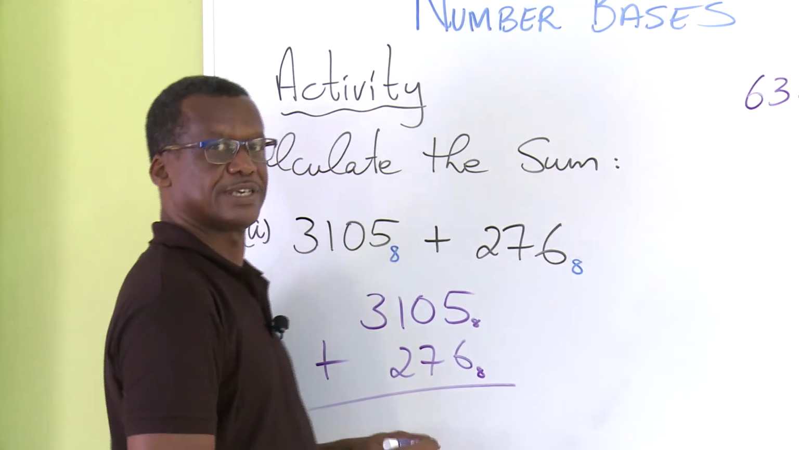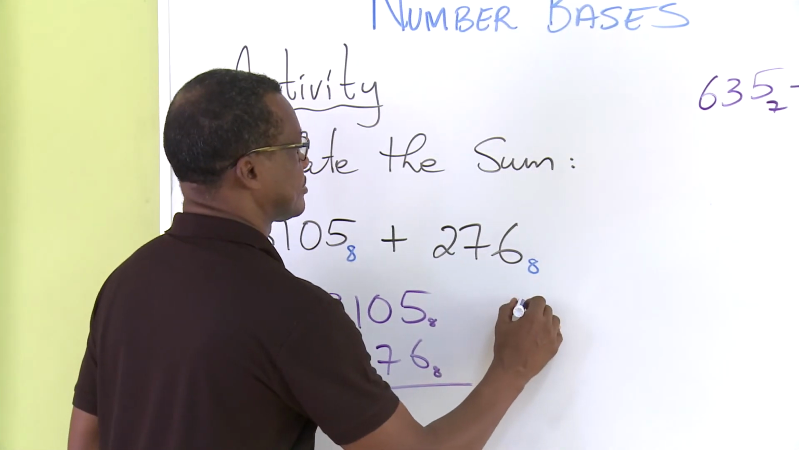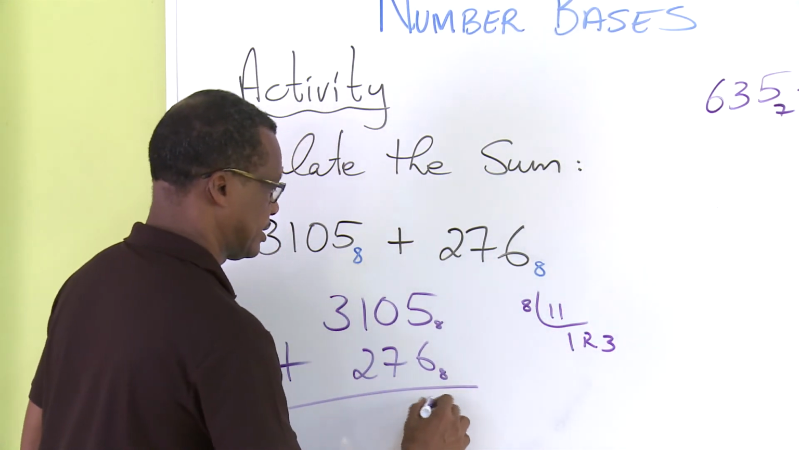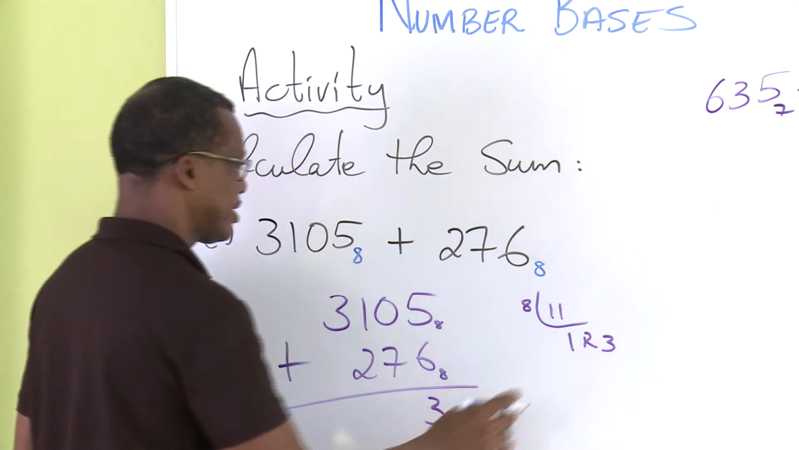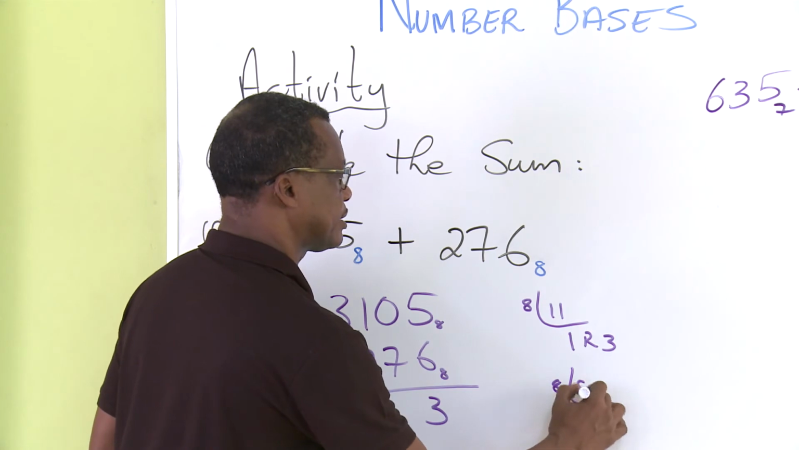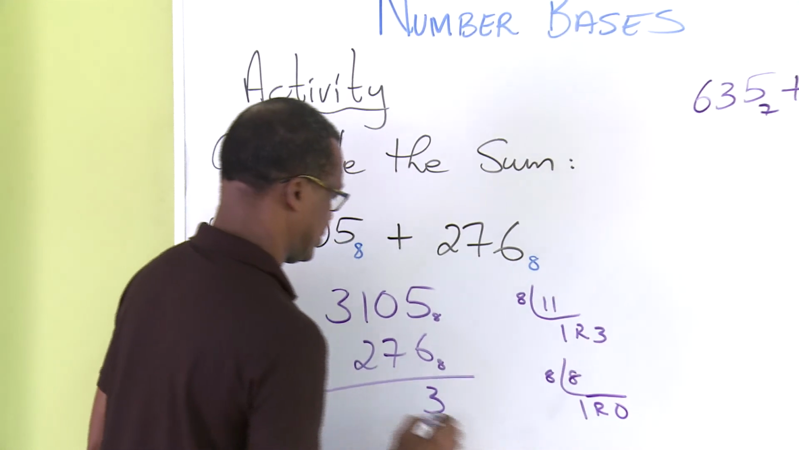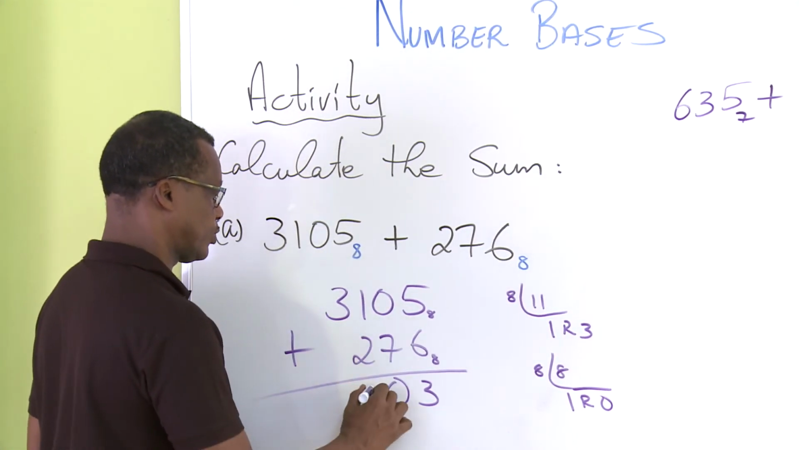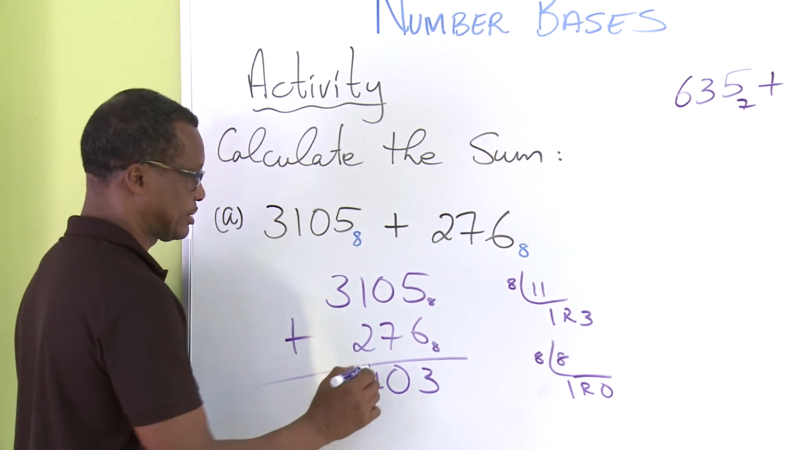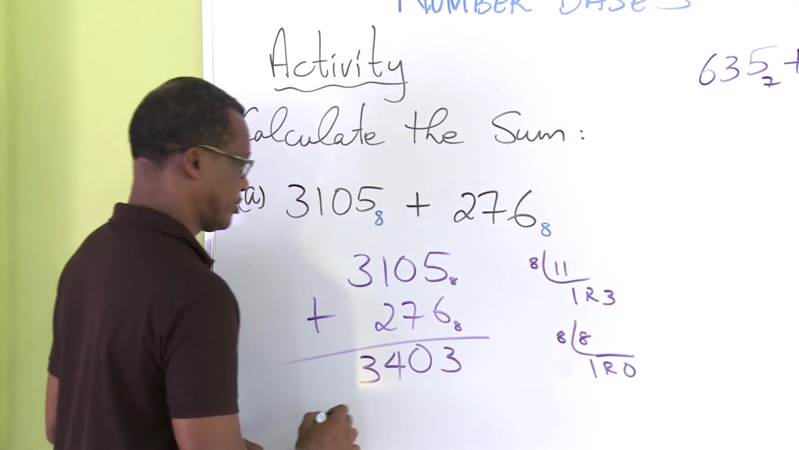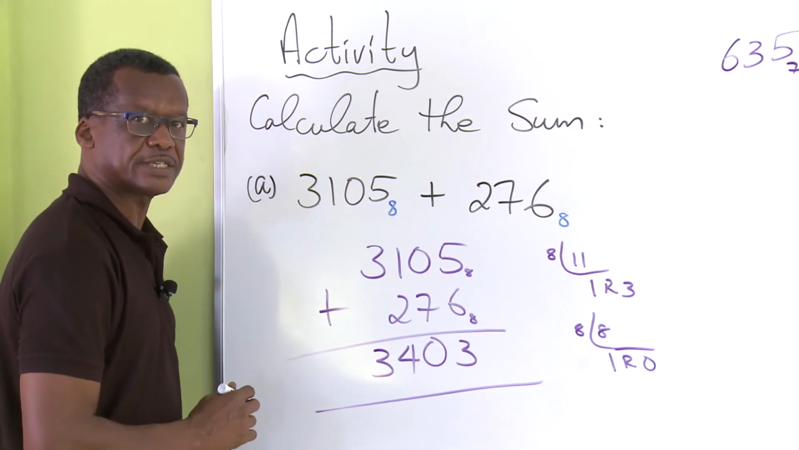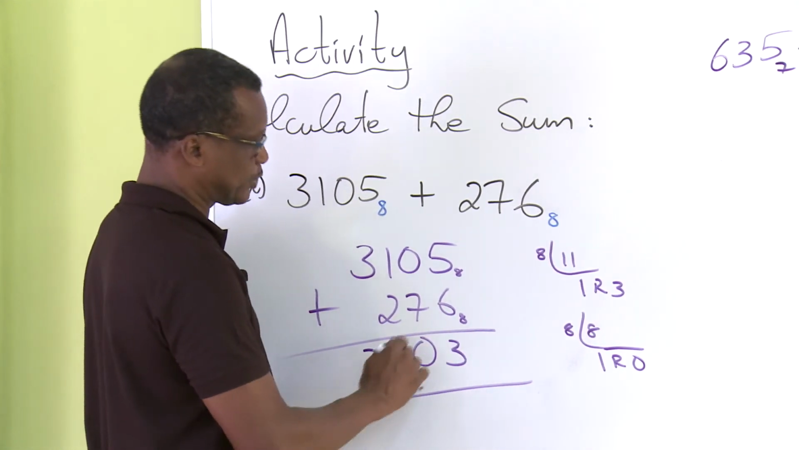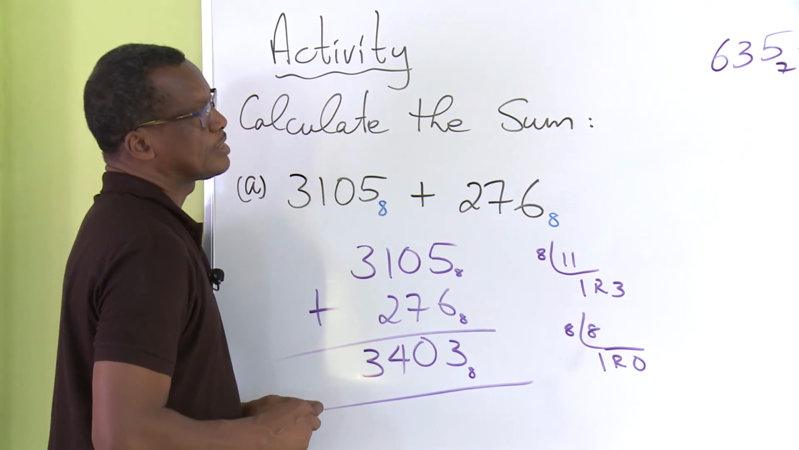5 plus 6, 11 base 8. So we divide 11 by 8. We get 1, remainder 3. So the 3 comes here. The 1 is carried, the 1 and 7 are 8. 8 into 8 is 1, remainder 0. So the 0 comes here. The 1 is carried. 1 plus 2 is 3, plus 1 is 4. It's less than 8, so we can write it down. And 3 plus 0 is 3. So 3105 base 8 plus 276 base 8 is equivalent to 3403 base 8.